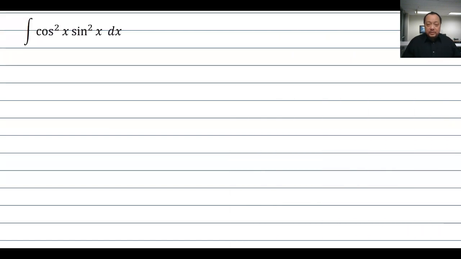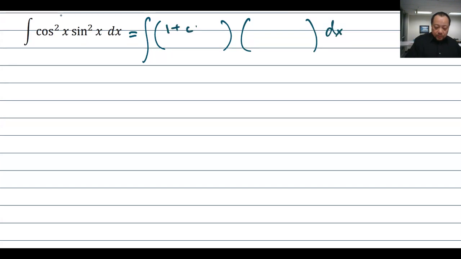All right, let's do another example where I have 2 of these squares, even powers. Or if I tap 2 of them, I apply both of them. I plug in the double angle formula for cosine squared. I plug in the double angle formula for sine squared. This is 1 plus cosine 2x. This is 1 minus cosine 2x.